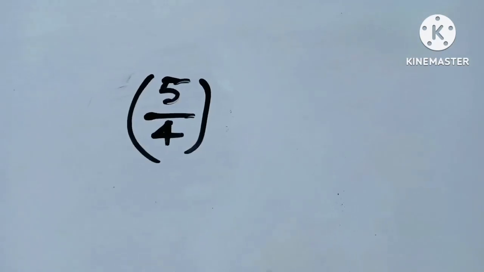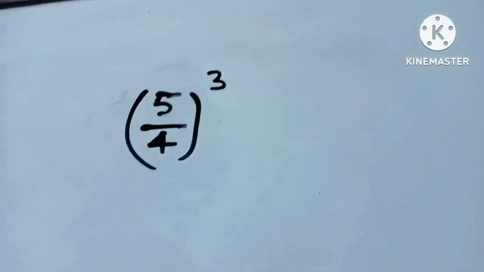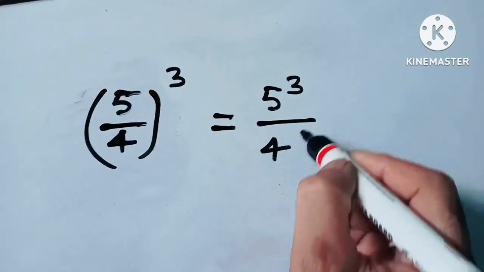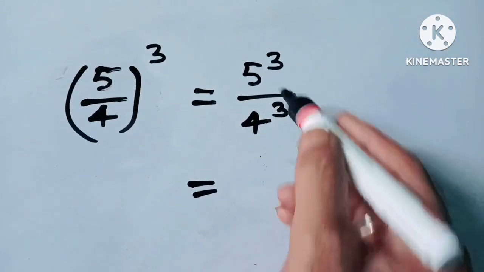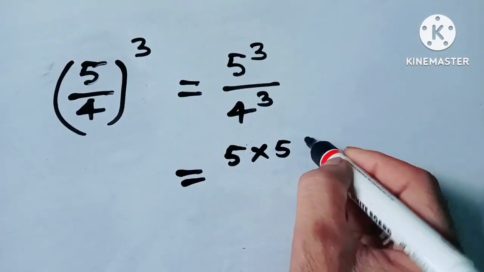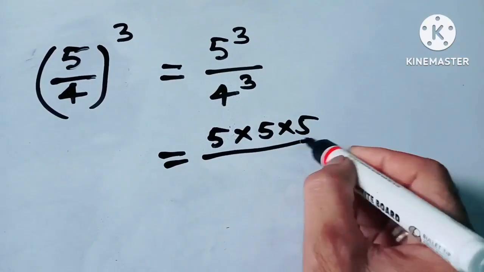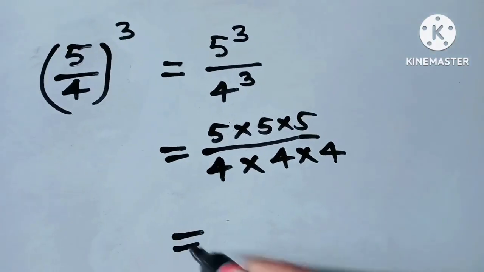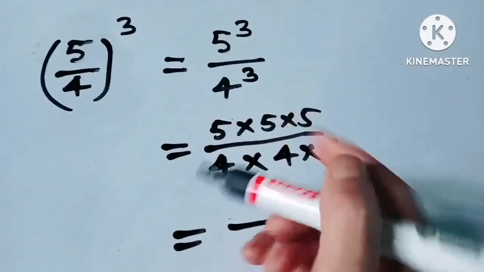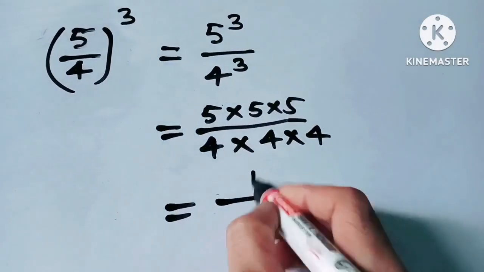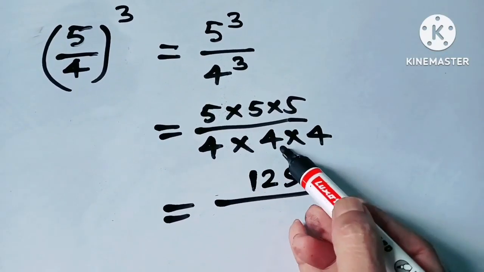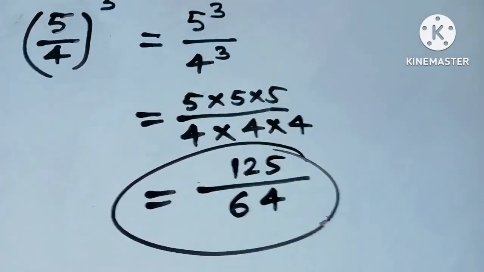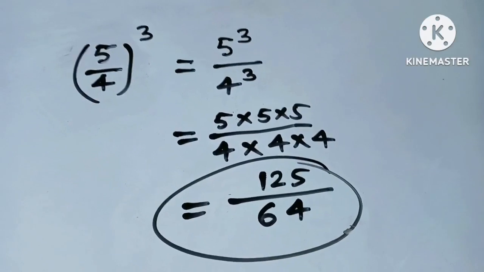Now next, when the power is 3, that means cube, (5 by 4) to the power cube, we can write it as 5 to the power cube by 4 to the power cube. Now 5 cube means 5 multiply 5 multiply 5, and 4 cube means 4 multiply 4 multiply 4. If we multiply 5 by itself 3 times, the answer is 125. And if we multiply 4 by itself 3 times, it will give 64. So here the fraction is 125 by 64.